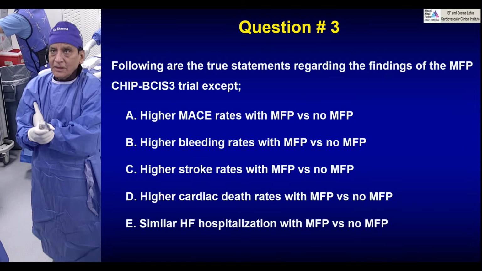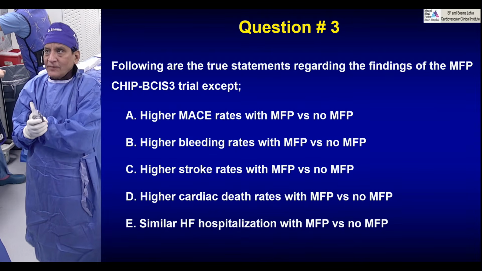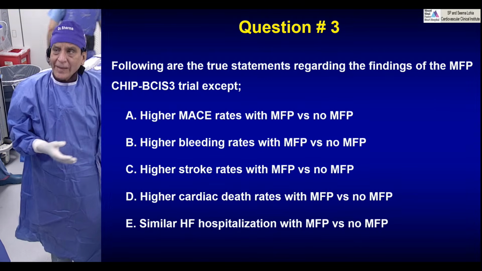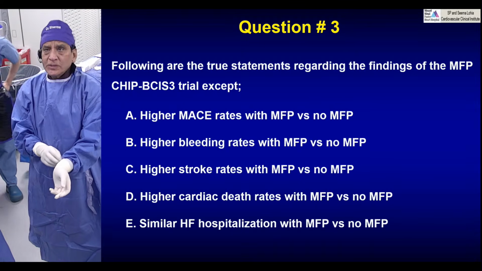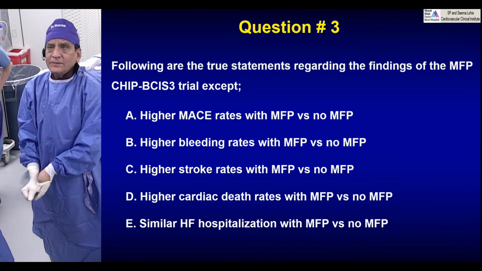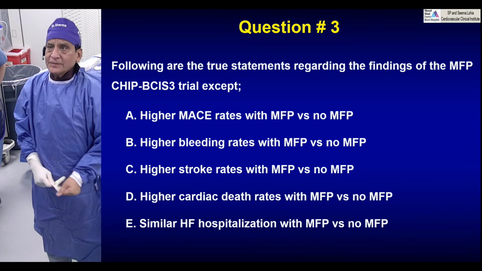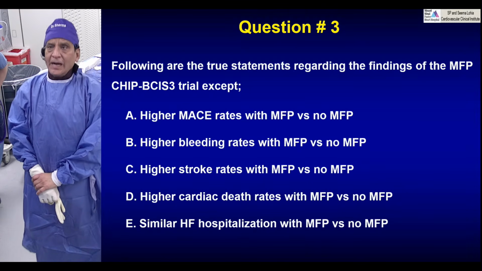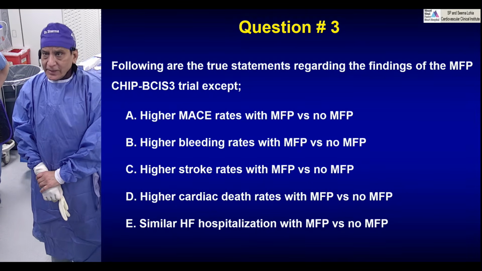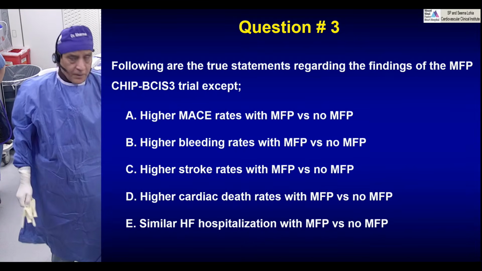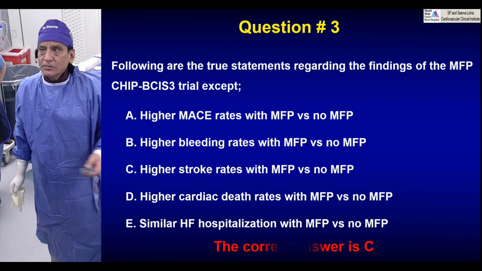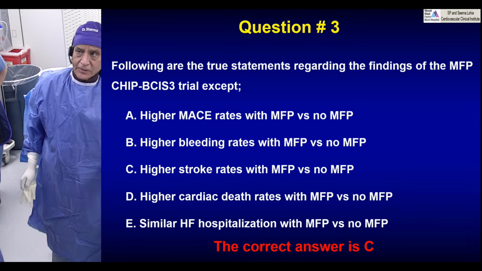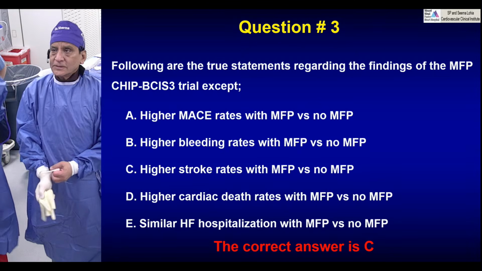The third question: the following are true statements regarding the findings of the microaxial flow pump Impella in the CHIP-BCIS3 trial, except: higher MACE rates with the microaxial flow pump, higher bleeding rate, higher stroke rates, higher cardiac death rates, similar heart failure hospitalization. Basically the data showed the answer is C. There was no higher stroke rate in the Impella versus no Impella group.